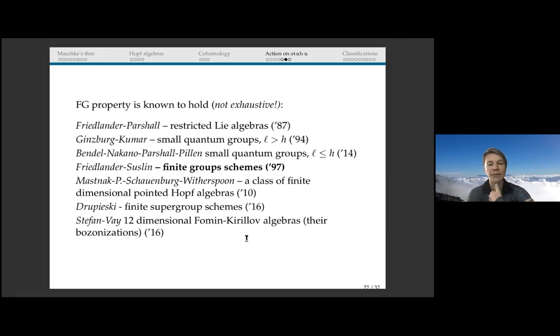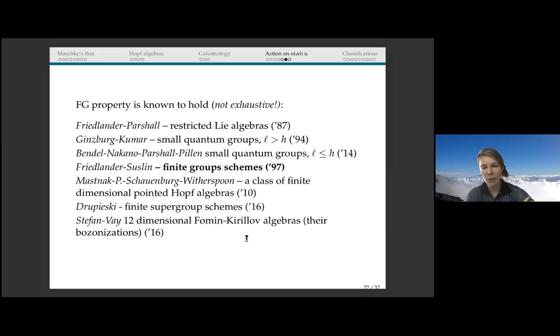Maybe the most famous theorem in the subject is the one by Friedlander and Suslin, who proved it for all finite group schemes in 1997. Then in a joint work with Mastnak, Pevtsova, Schauenburg, and Witherspoon, we first tried to apply this to Nichols algebras and extended Ginzburg and Kumar's result to a certain class of finite dimensional pointed Hopf algebras, but there were very big restrictions on the parameter. Maybe I'll mention this, or maybe not, at the end.